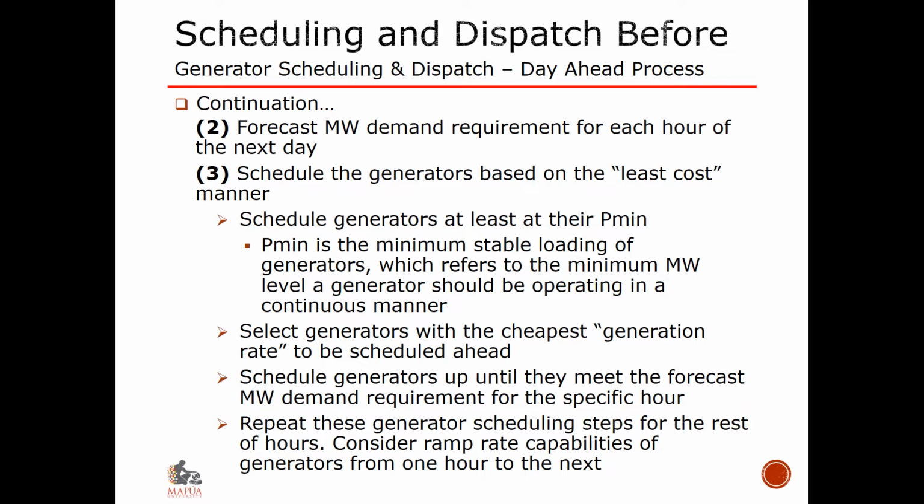So that's Pmin. Now you have to select generators. Now once you schedule generators at Pmin, let's say going back to the example, we have 10,000 megawatts and you have a capacity of 14,000.